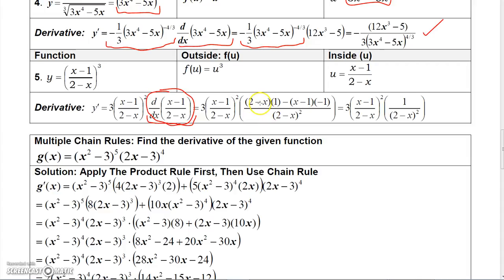So over here I applied the quotient rule. I take the bottom times the derivative of the top minus the top times the derivative of the bottom, over the bottom squared. That's the quotient rule. And then I simplify the numerator, and I got 1, and the denominator is (2 − x) quantity squared. So here is the first portion, 3 times that expression to the 2nd power, and then times the derivative of the inside, which turned out to be just 1 over (2 − x) quantity squared.